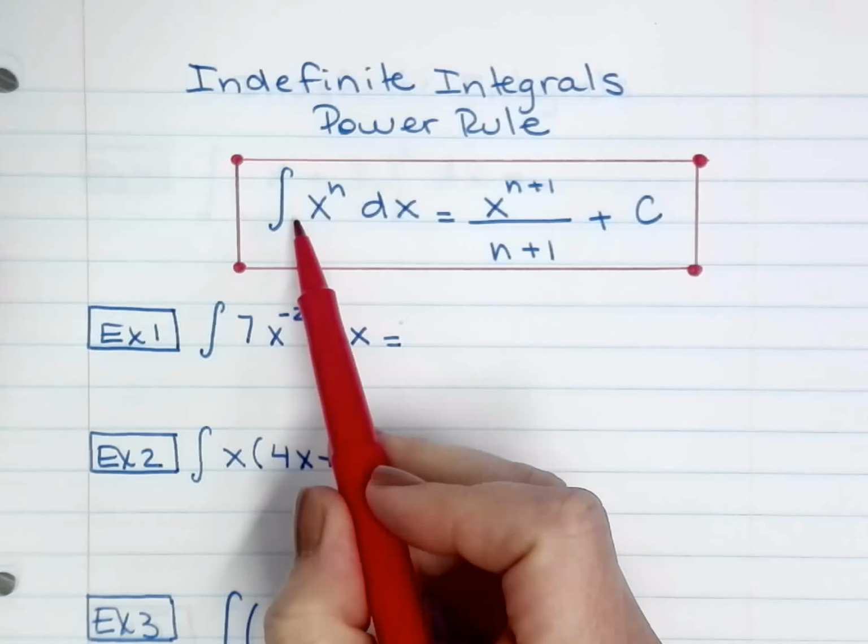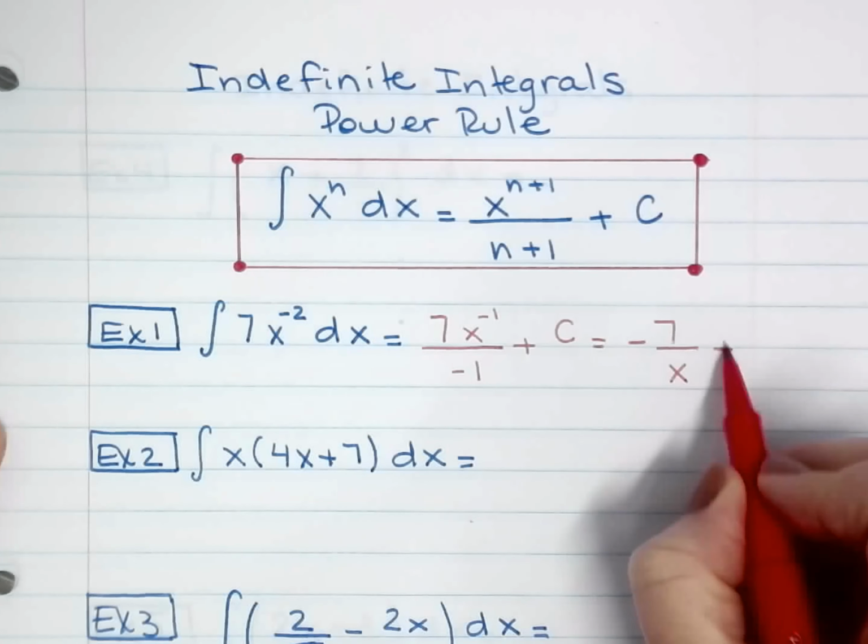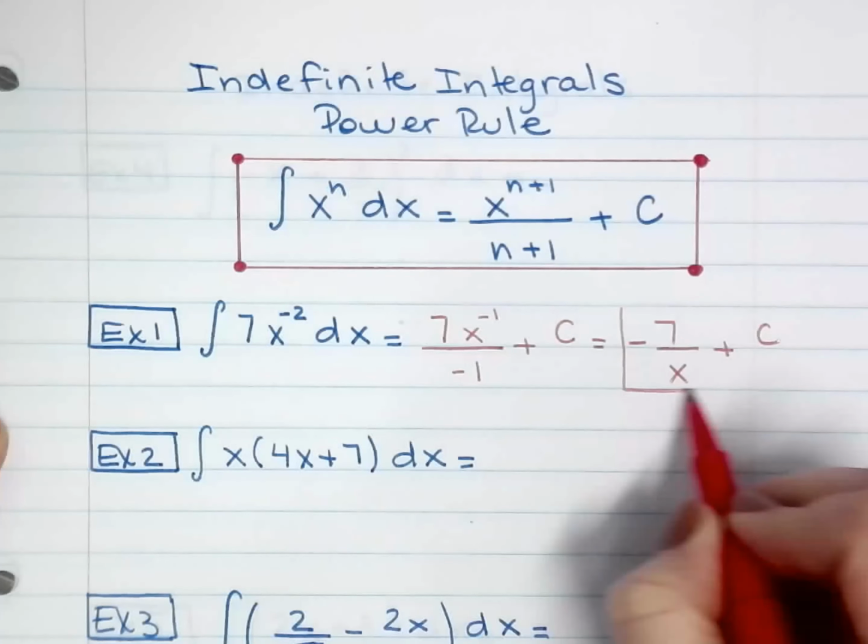So here we go, easy one. So I have 7. We're going to add 1 to negative 2. So you get negative 1. And you're going to divide by whatever the new exponent is. So negative 1. And then you remember to add the constant right there. So now we need to simplify. So 7 divided by negative 1 is negative 7. We're going to make this positive exponent. So x goes right there, plus c. That's the idea.